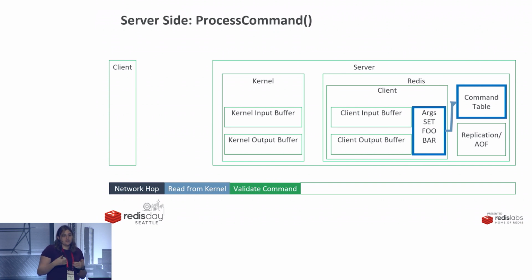So every command has a set of flags, which determines when it can be executed. Is it admin? Is it write? Is it a read-only command? Can it be executed within a Lua script? So all of that gets defined there. And then at that point, process command will basically validate, can I execute this command at this point? It won't actually execute the command yet. It'll just validate we can.